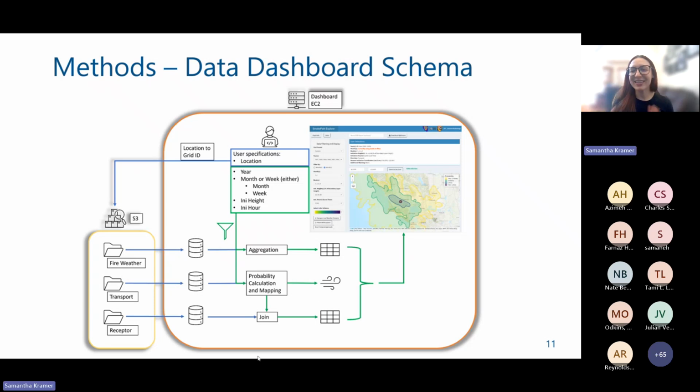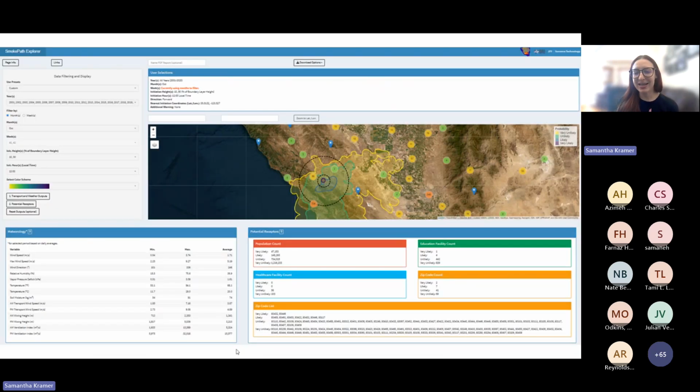Okay, now that I got some of the technical pieces, and I'm more than happy to address any technical questions in the Q&A session, but I don't want us to get bogged down by those items. I do want to present to you the SmokePath Explorer. So this is an online dashboard. It is free and publicly accessible. Again, I will provide a link for that at the end of the workshop.